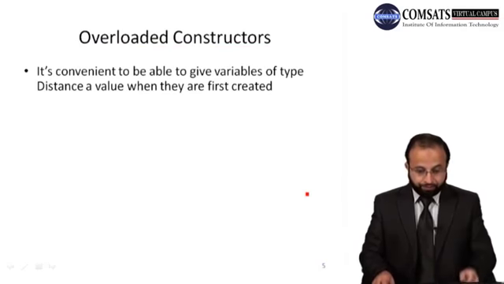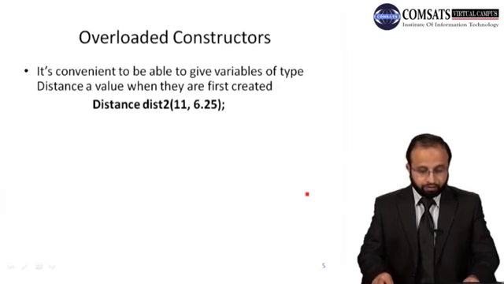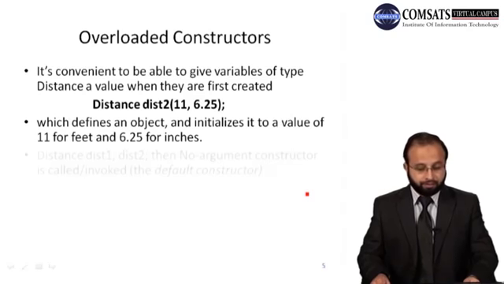So it is convenient to be able to give variables of type distance a value when they are first created. Instead of initializing it with 0, you can assign some values to the private data members of the distance object, and you can do so by writing an overloaded constructor. So this is when this function call is executed, which defines an object and initializes it to the value 11 for feet and 6.25 for inches.